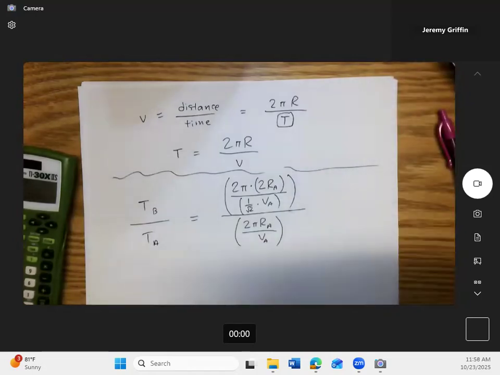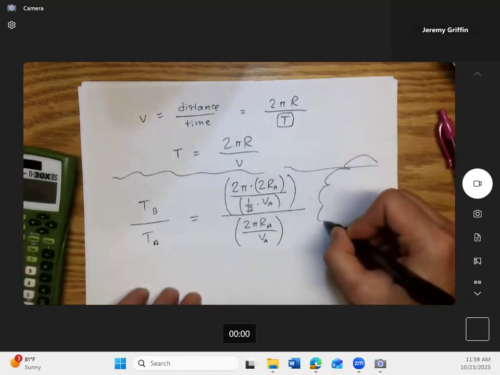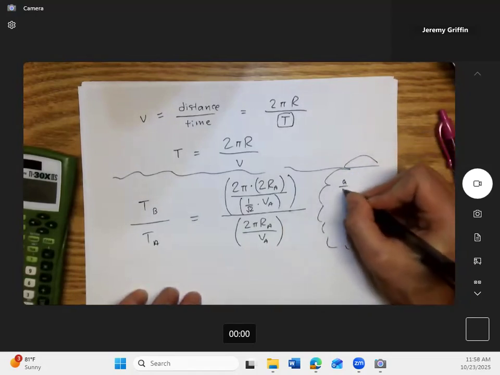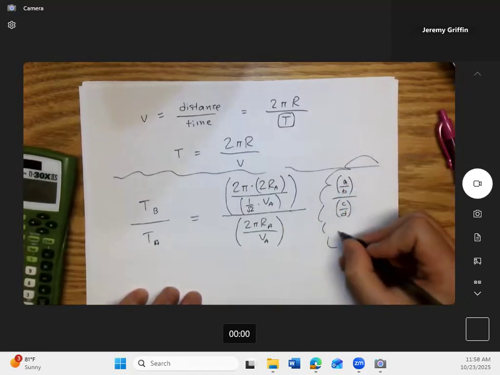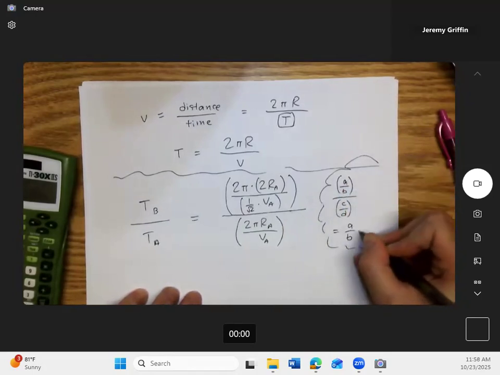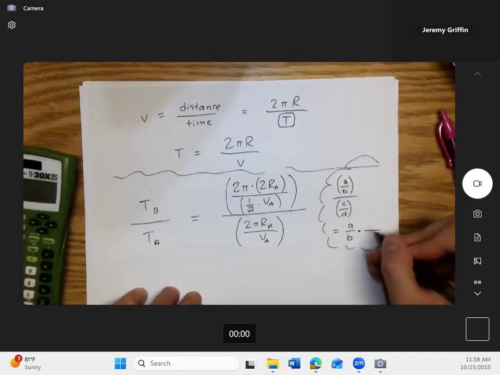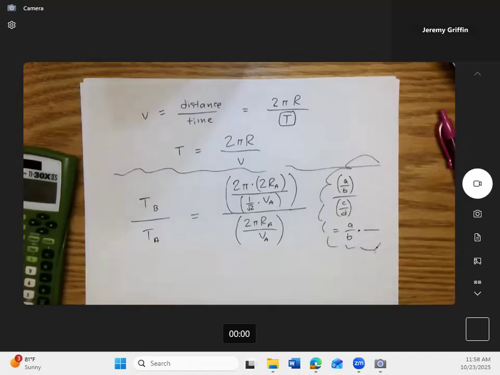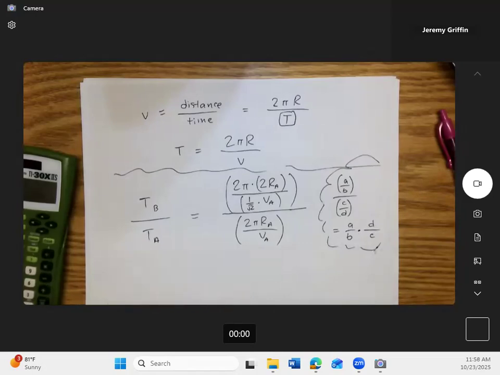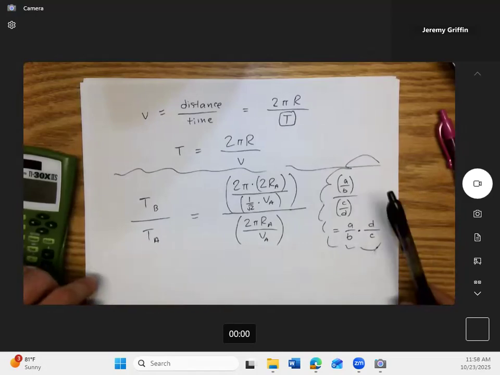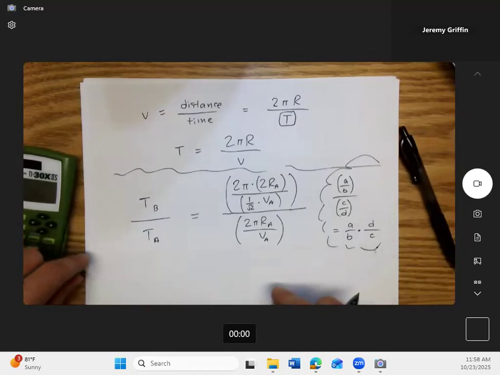Oh, now I have lots of fractions within fractions. Can you guys handle fractions within fractions? Here's the thing, I'll put a little thought cloud over here. If I have A over B all divided by C over D, like a fraction within a fraction, is that the same thing as A over B times what? D over C. Yeah, right. Flip and multiply. I think we can use that, it cleans up.